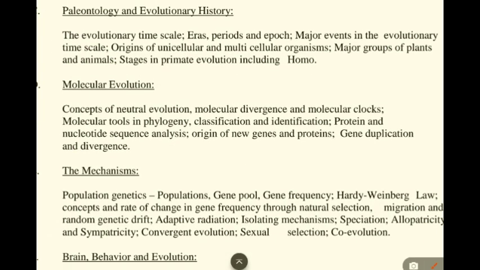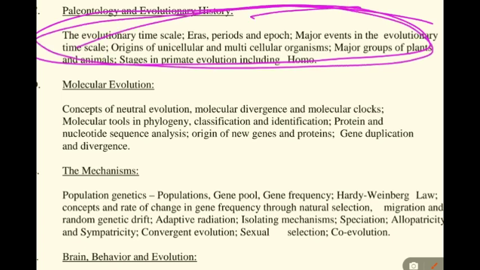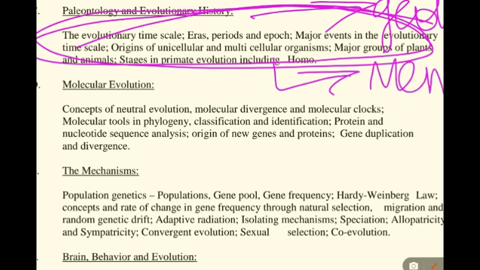Paleontological evidences speak about the scale of biogeography, the biogeological time scale. This is a bit memory based. So revise this before the exam.